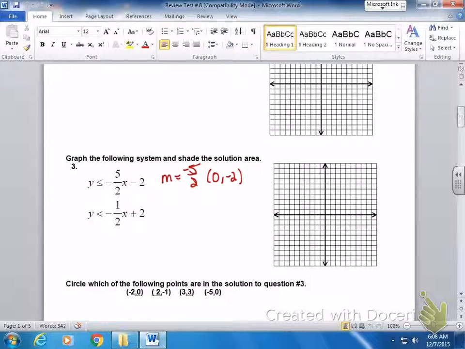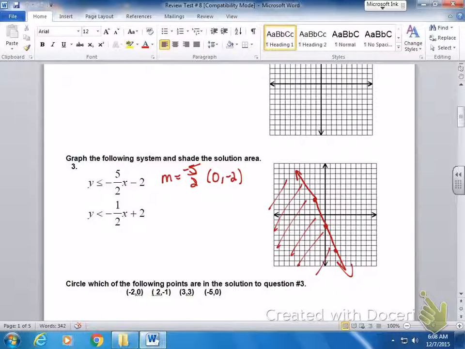I start at (0, -2). My slope is -5/2, so that's down 5, right 2. 1, 2, 3, 4, 5, 1, 2. I can't go any further in that direction, so I'll go the exact opposite, which would be up 5, left 2. 1, 2, 3, 4, 5. And I notice that it's a less than or equal sign, so that is a solid line. So I'm going to go ahead and sketch that in. There we go. And then it also says that y is less than or equal to, so I'm going to shade below my line.